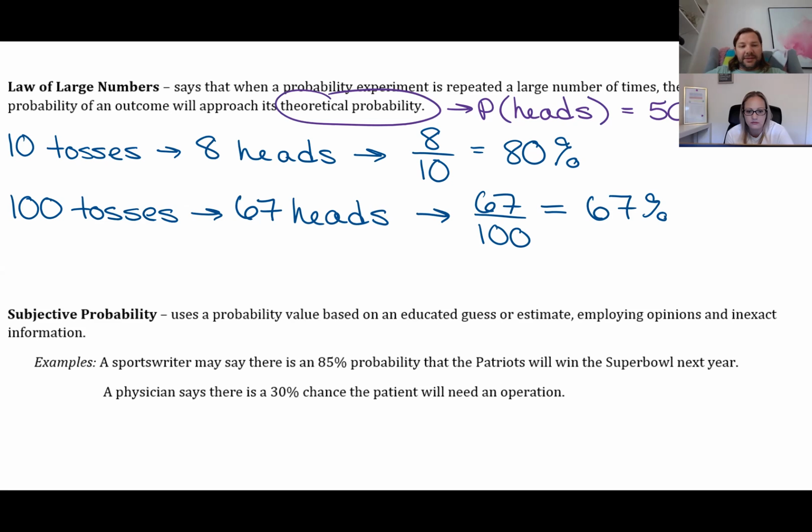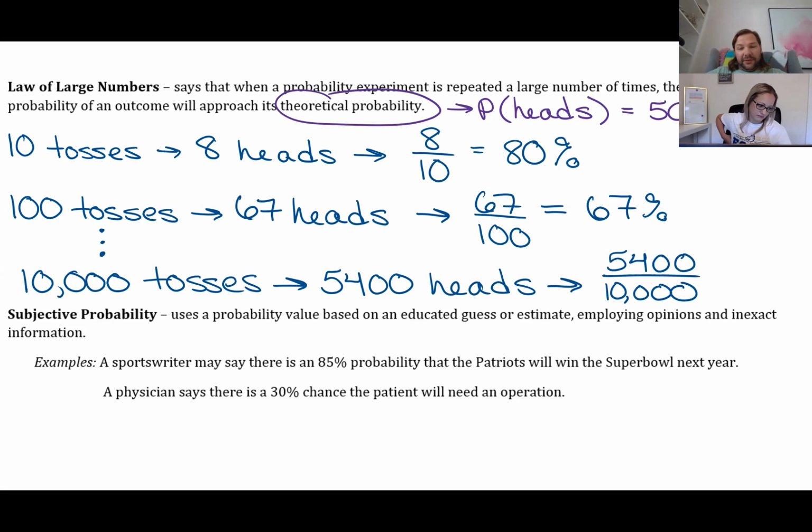So if you did 100 tosses, you might expect to get 67 heads, so you'd have 67% frequency. And then if you did this 10,000 times, pretty soon you're going to get very close to 50% heads, 50% tails. I would have guessed that this would be even closer to 50% than 54%. I'm kind of skeptical that maybe this coin is unfair at this point. It's just mildly biased towards heads.